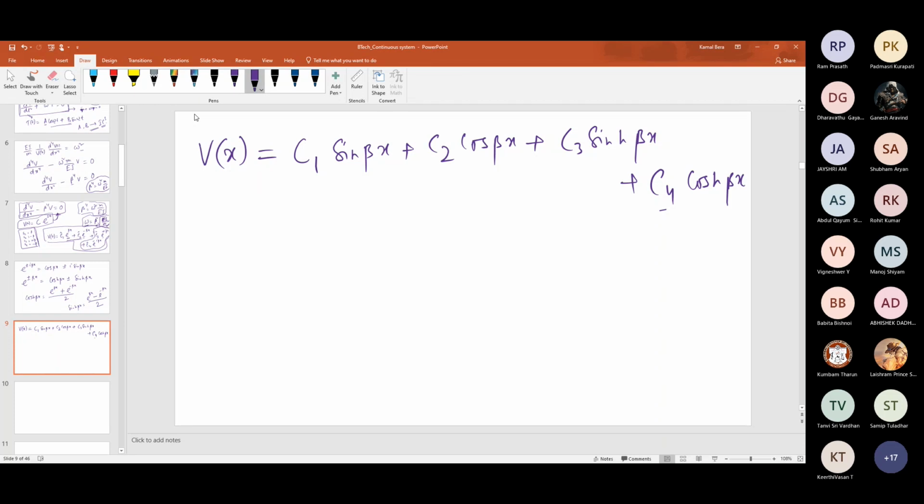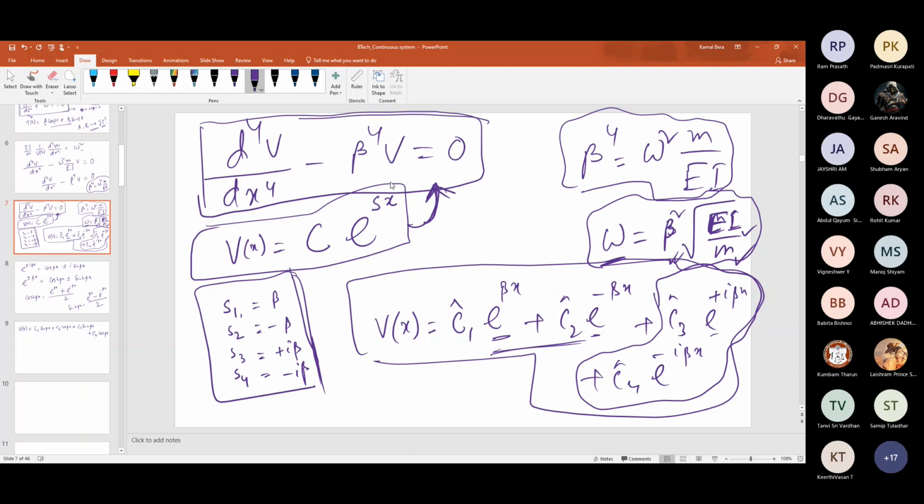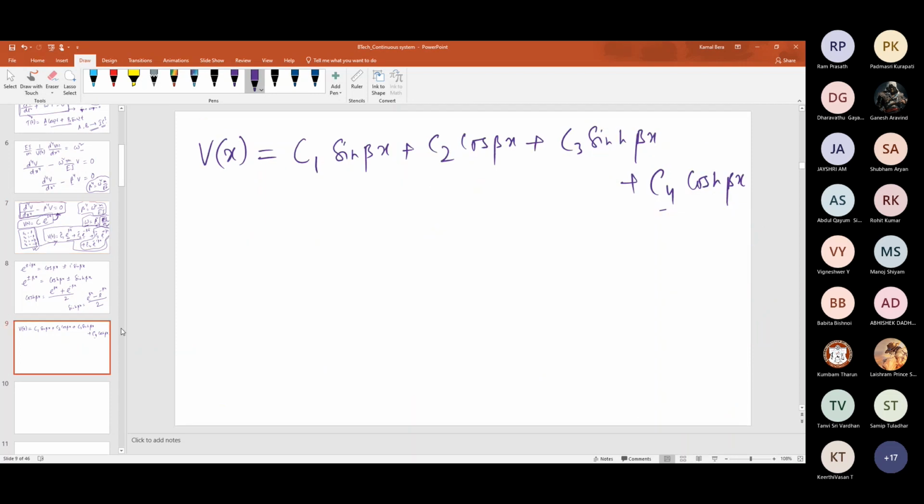I will now use 4 boundary conditions. This is a boundary value problem, right? Typically a 4th order differential equation in space x. Assume a solution, substitute here, the roots are these. This is the general solution. I can express all these in terms of trigonometric and hyperbolic expressions, and I am getting V of x like this, with 4 unknown constants C1, C2, C3, C4. Then I will apply the boundary conditions. There are 4 boundary conditions, 2 on each support.